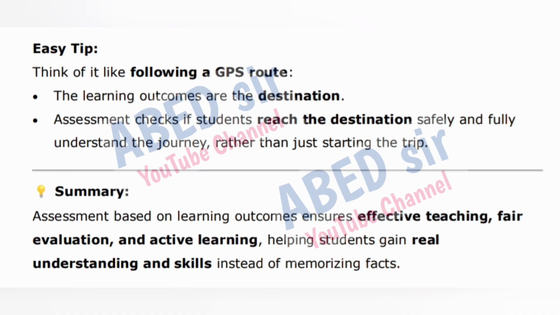Easy tip. Think of it like following a GPS route. The learning outcomes are the destination. Assessment checks if students reach the destination safely and fully understand the journey, rather than just starting the trip. Summary. Assessment based on learning outcomes ensures effective teaching, fair evaluation, and active learning, helping students gain real understanding and skills instead of memorizing facts.